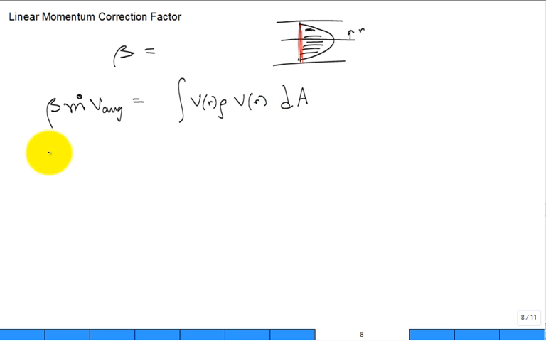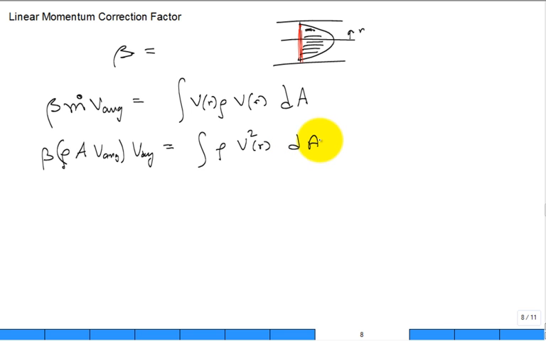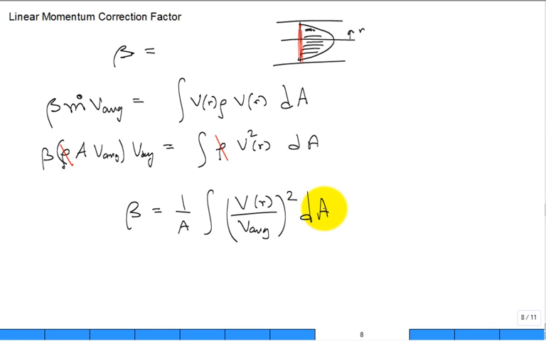Okay. Here's beta. What is m dot? Rho area, V average. Then you multiply by V average. So what we have is rho, V as a function of r squared, dA. Can we cancel the rho's? Sure, it's incompressible. And we get the equation for beta. Beta is equal to 1 over the area, the integral of the velocity as a function of location divided by the average velocity, quantity squared, dA. And there's our equation to get the linear momentum correction factor beta.